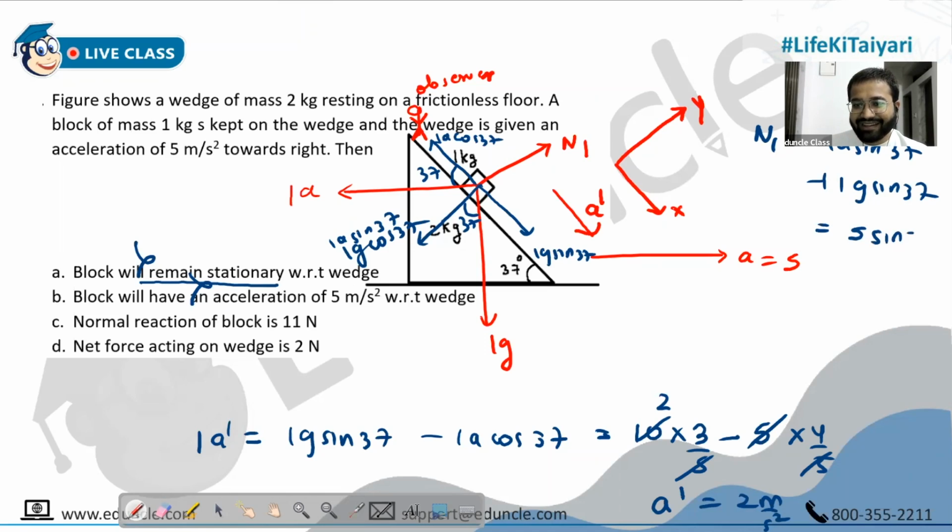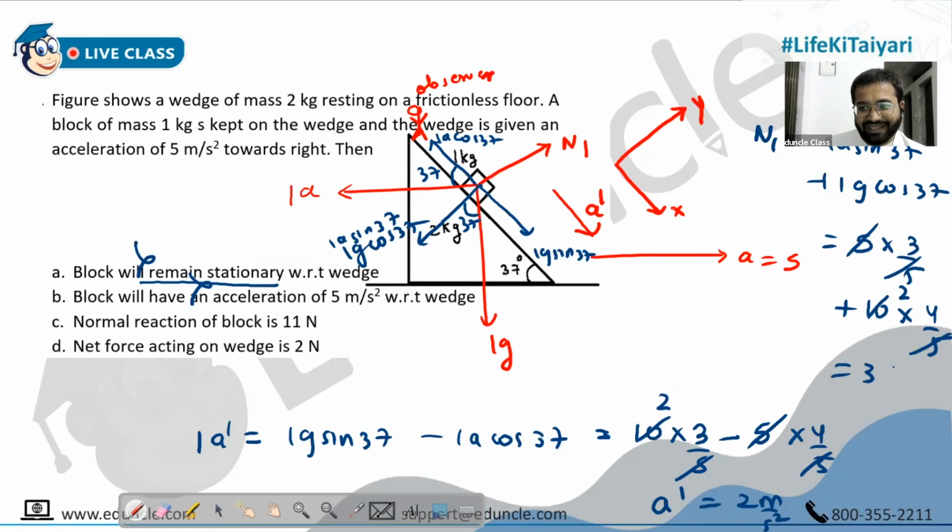So this is 5 sin 37 plus g cos 37. Sorry, it's cos 37 here. So we have 5 sin 37. What is sin 37? That's 3 by 5, plus g into cos 37. G is 10 and cos 37 is 4 by 5. Okay, so 5 gets cancelled. 5 ones are 5, 5 twos are 10. We have 3 plus 8.